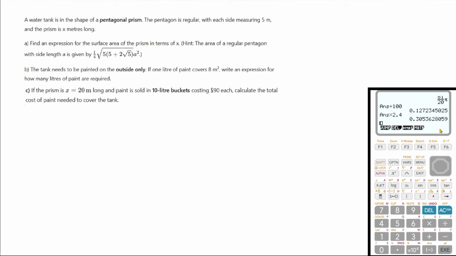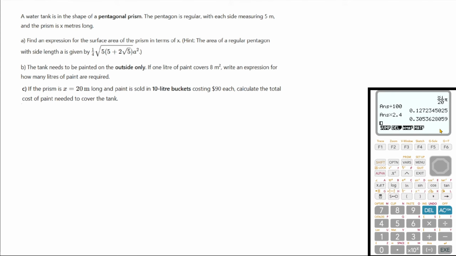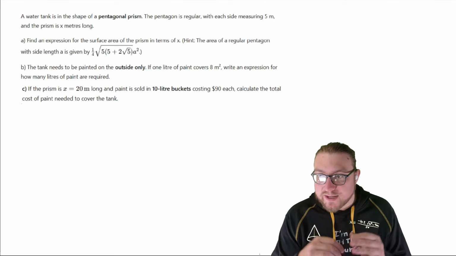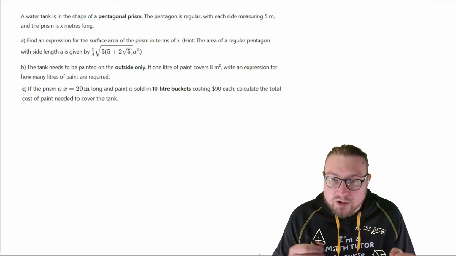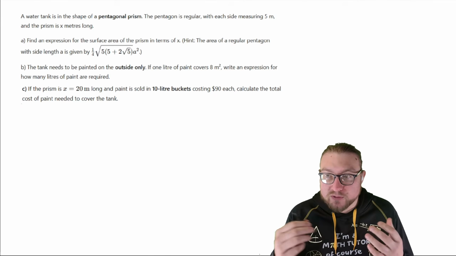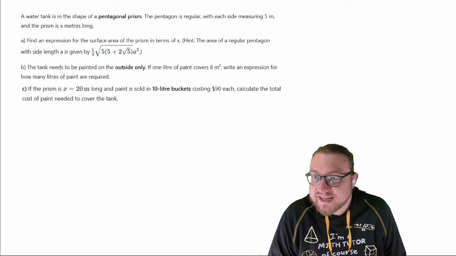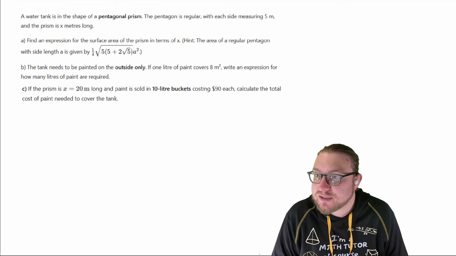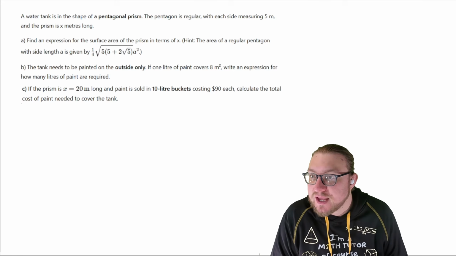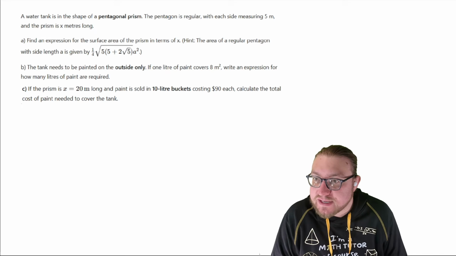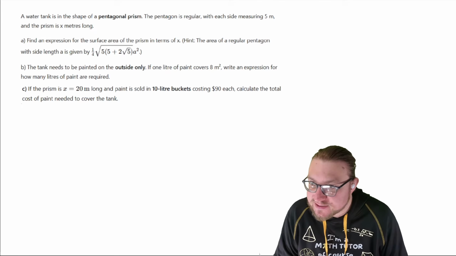Maybe we'll do this one here because it looks a little bit scarier. Okay, let's have a look. So again, when we read this one by one, we're going to just check what it says so we can make sense of it. A water tank in the shape of a pentagonal prism. So the pentagon is regular with each side measuring 5 meters and the prism is x meters long.